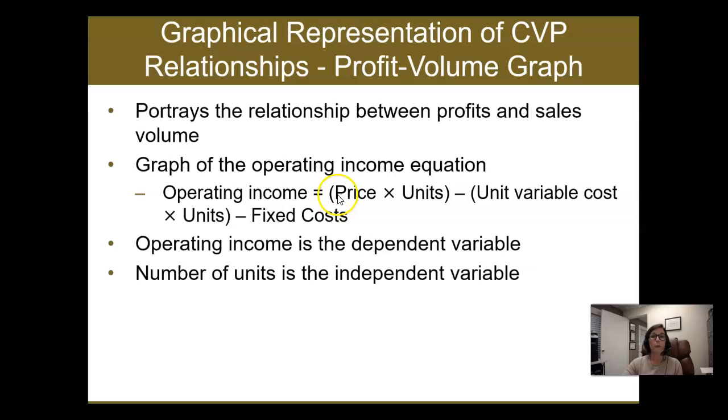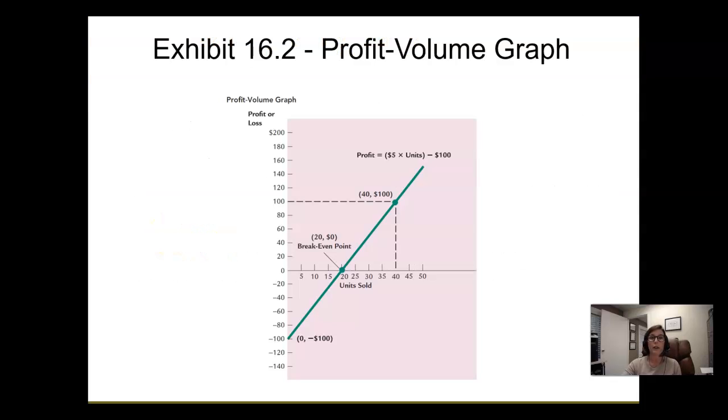So again, our operating income equals selling price times the number of units, and we would subtract from that our variable costs and our fixed costs as well. So our operating income from a graphical standpoint would be the dependent variable, and the number of units produced is the independent variable. Now this is a pretty rudimentary graph here, but what this illustrates is we've got our fixed costs of $100 down here, and what this essentially says is if we sell nothing, we still had to pay our fixed costs, so we're actually in the hole by $100.